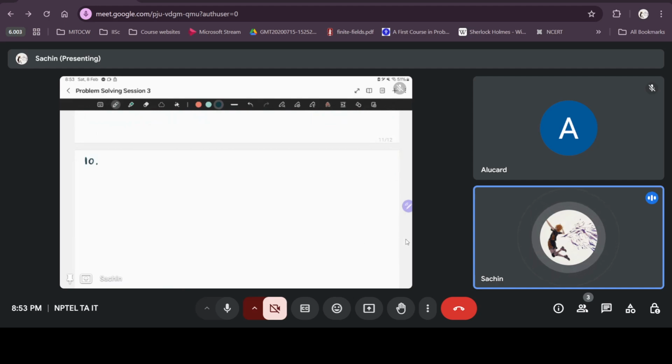Final question. Let x0, x1, etc. up to xn form a Markov chain. Which of the following is true?